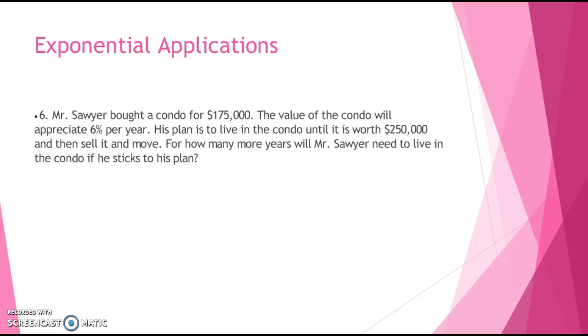And the last one we're going to do is actually number 6 on the worksheet from class, and it's Mr. Sawyer bought a condo for $175,000. The value will appreciate. Now, appreciate means it's increasing 6% per year. So 6% is 0.06. His plan is to live there until it's worth $250,000, then sell it and move. We want to know how many more years Mr. Sawyer needs to live in the condo if he sticks to his plan. So I want to know how many years. So I'm looking for time.